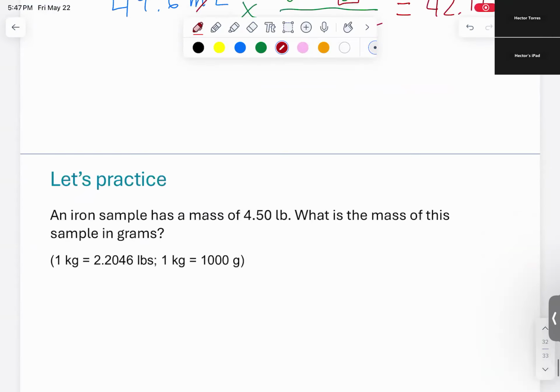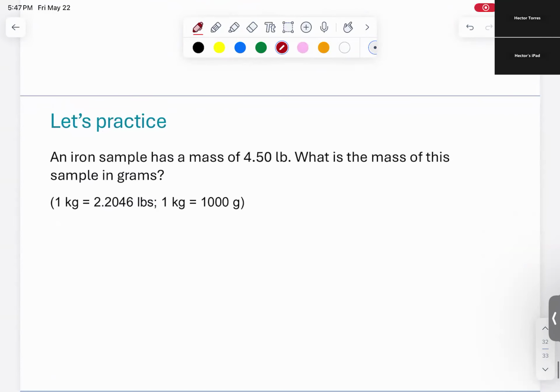Now let's try another one. This one's going to be a little bit trickier, a little bit more involved. The question is: an iron sample has a mass of 4.50 pounds. What is the mass of this sample in grams? So I have the mass in pounds, but I want it in grams. I see I can have grams here, but that's in kilograms. So I'm going to have to go through all of these to get to grams.